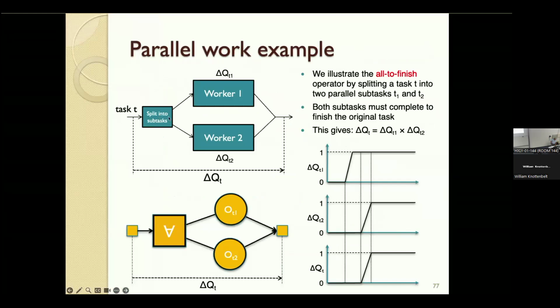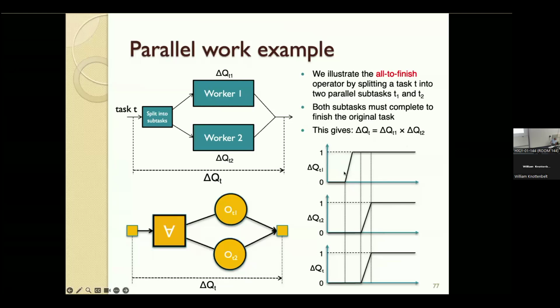So here, parallel work, basically, we have some tasks that we want to do, and it's a lot of computation, but we want to do it in two separate pieces, which could be done on separate processors. So we split the task into two pieces, and there's two workers that are going to do it. And so the two workers will have their own delta Qs, T1 and T2. And the full task is complete when both of them are finished. So when the first one and the second one are finished. And we denote this as an outcome diagram with a for all symbol and our two outcomes that are executing in parallel. And the overall delta Q is now the product of the two.